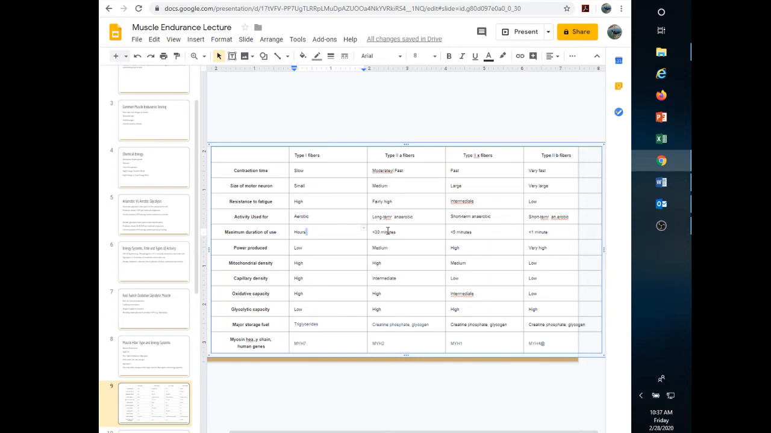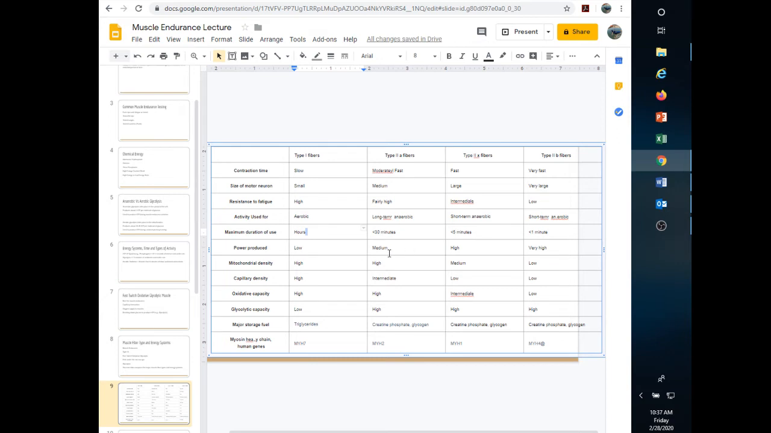Maximum duration, 30 minutes. These type 2A, 30 minutes of duration. So like running a 5K. If that's all you did, you would recruit these types of muscle fibers, or you'd have a higher percentage of them. And it's also based on your genetics.